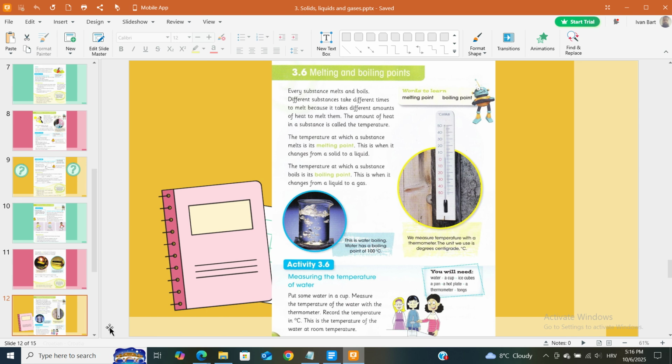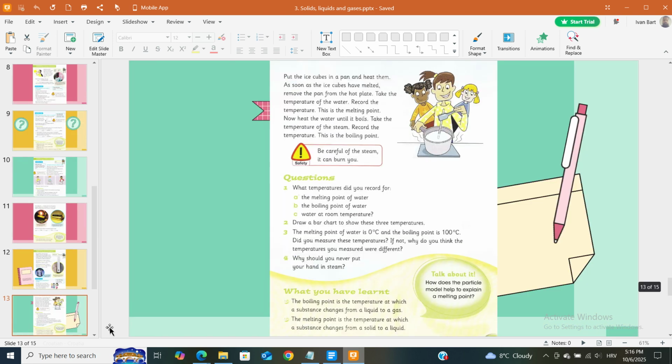You will need water, a cup, ice cubes, a pan, a hot plate, a thermometer, tongs. Put the ice cubes in a pan and heat them. As soon as the ice cubes have melted, remove the pan from the hot plate. Take the temperature of the water. Record the temperature. This is the melting point.